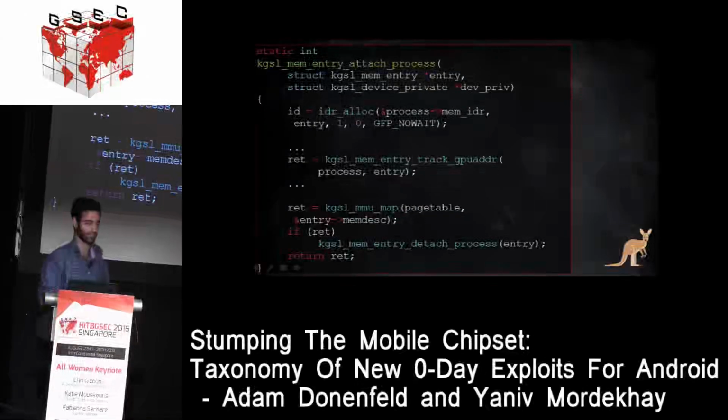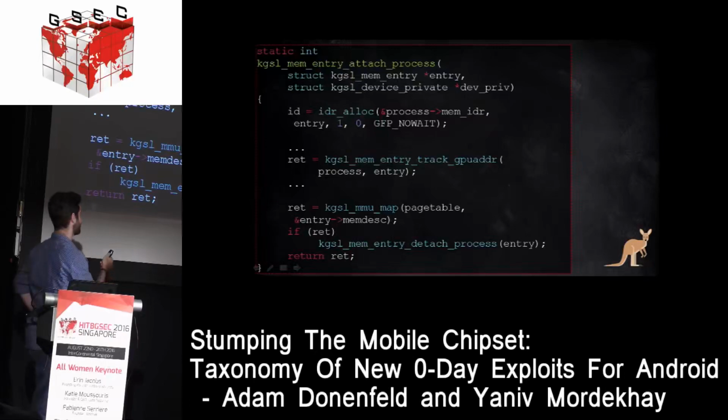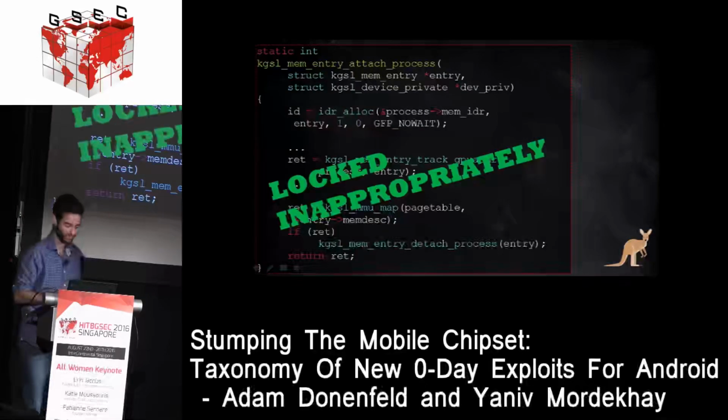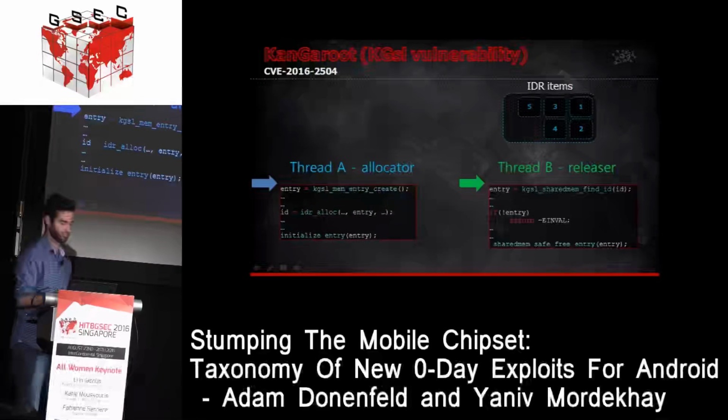So we went to the function that initializes this data. This function is called after every map request. It receives a block of uninitialized data, KGSL mem entry, and then it associates it with an IDR number, and it initializes it. And there was a problem, because after this point, this object can be referenced, even though it is not initialized yet.